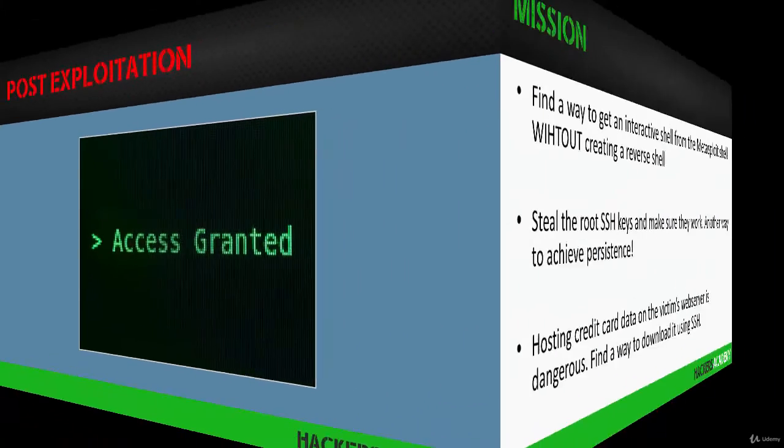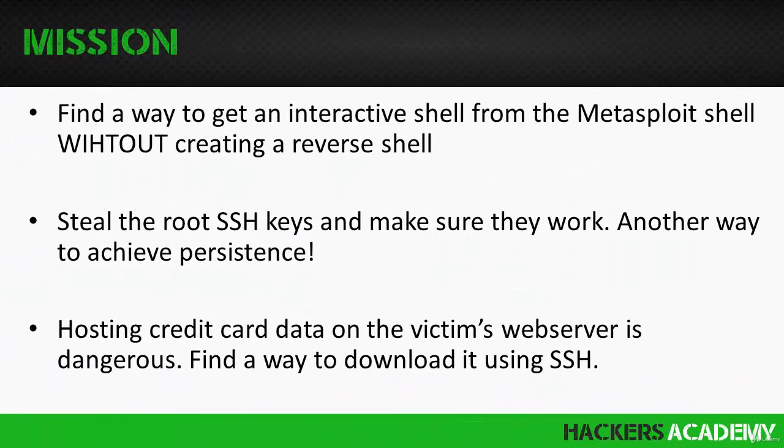Now, on to your mission. You didn't think you're going to finish this section without a mission, did you? When we got our first shell using Metasploit, so we set up the exploit, the struts exploit, we fired the exploit, and we got our shell. The first shell was a non-interactive shell. To get an interactive shell, what we had to do is use a Python command that gives us a reverse shell that we were catching on the Kali machine.